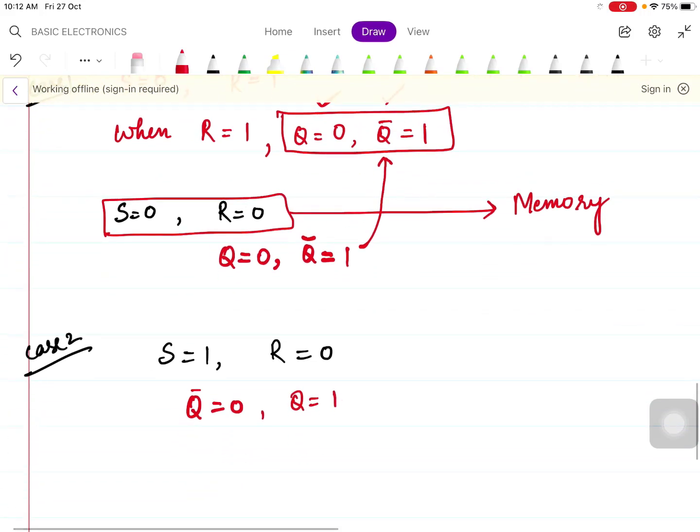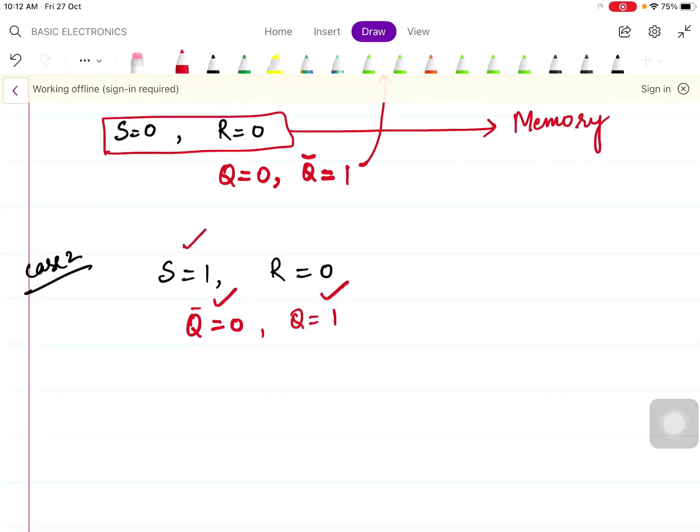Shortcut to remember is that when S is equal to 1, that means set part has been activated. So set means that the output will be 1 and the bar of the output will be 0. So this is how we remember it.